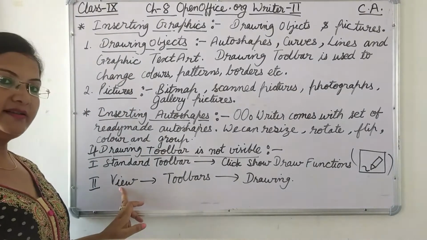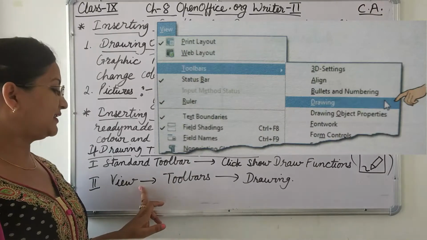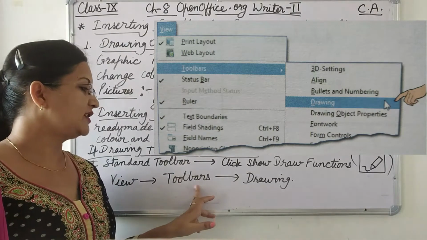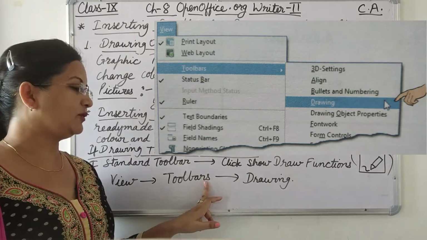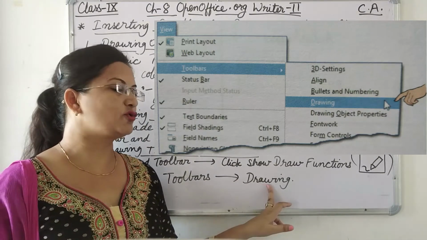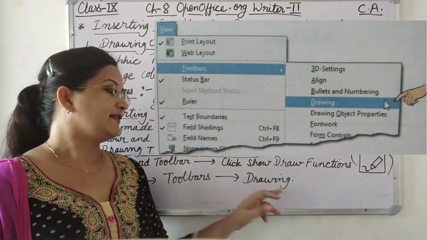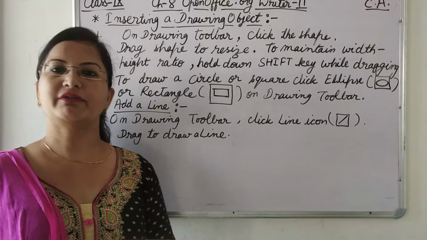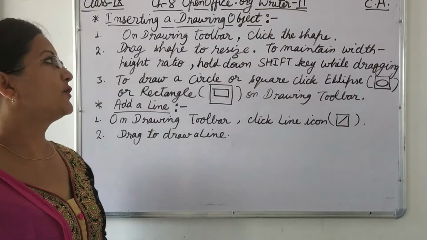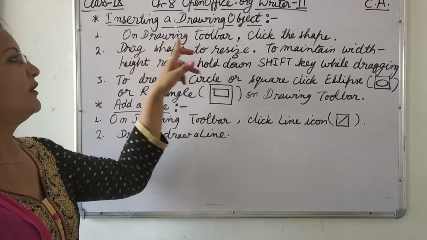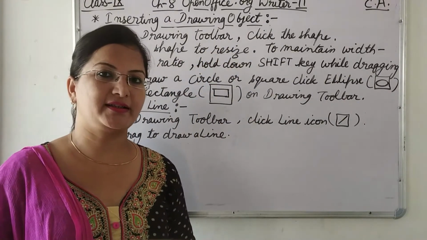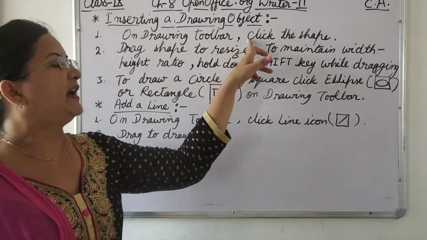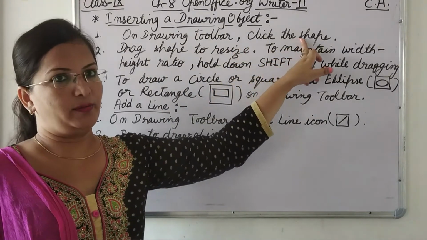Now one more method is there: we can click on View in the menu bar. Then we have to choose the option Toolbars from the submenu, and then choose Drawing. When we click on it, we will be able to see the drawing toolbar. Now we will learn to insert drawing objects. These shapes are available in the drawing toolbar. So we have to click on the shape on the drawing toolbar.